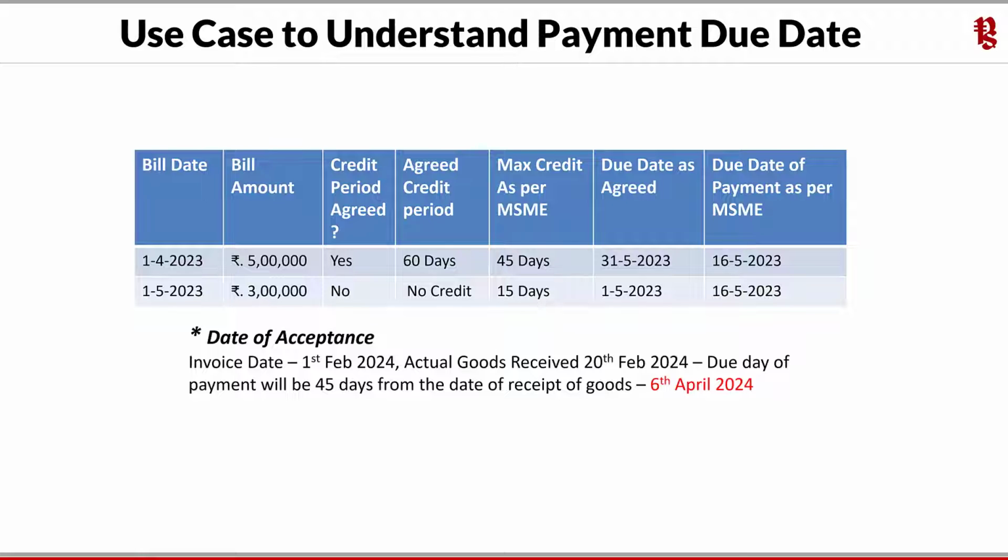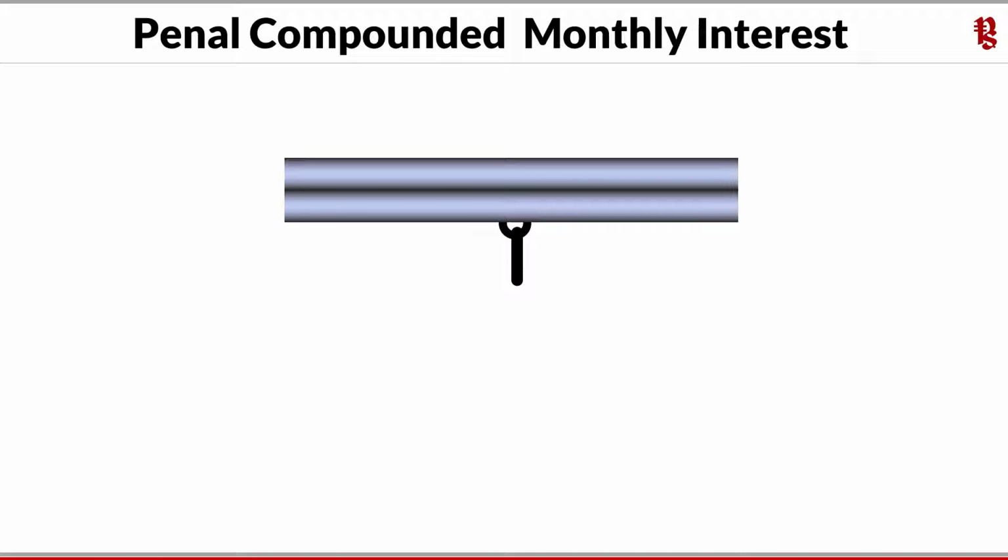What is this date of acceptance? Let us understand with an example. The invoice date is 1st of February. The party has received the invoice, but the actual goods were received by the party on 20th of February. The due date of payment will be 45 days from the date of receipt of goods, which will fall on 6th of April 2024.